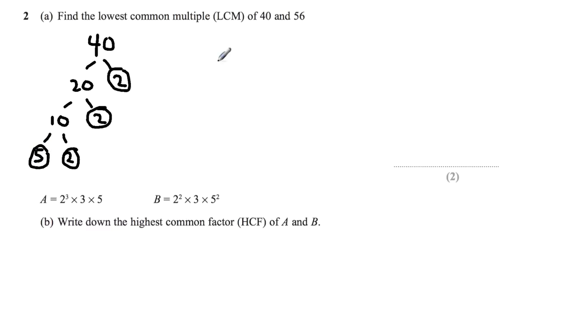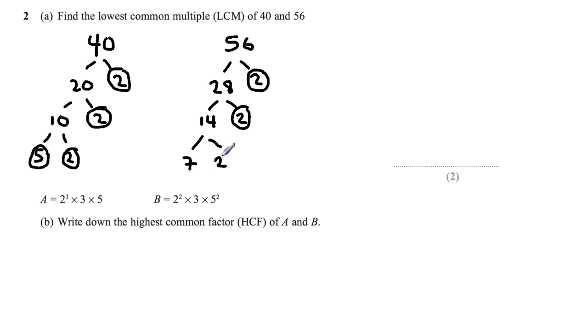Do the same procedure again with 56. So 56, 2 and 28, 2 and 14, and 7 and 2. So the prime factors are 2, 2, 2, and 7.